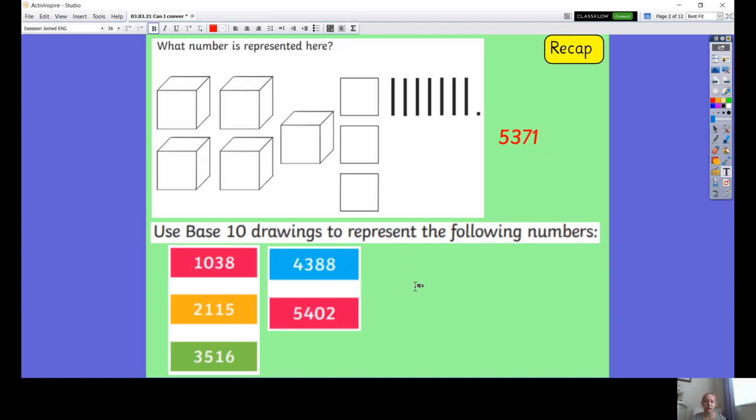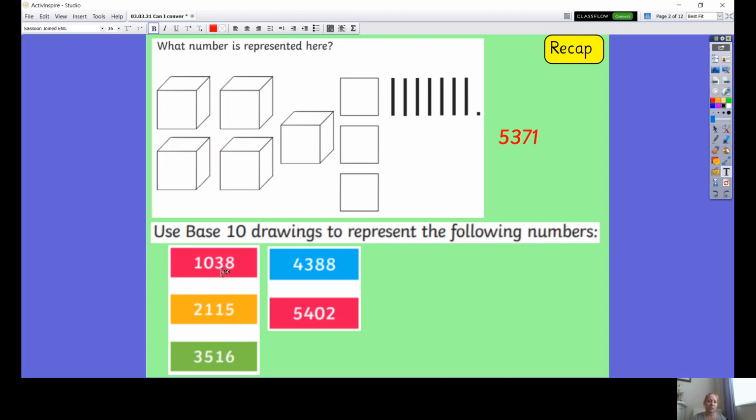For the rest of the warm-up, please pause here and have a go at using base 10 drawings to represent the following numbers. Don't worry too much about drawing really accurate cubes. As long as we can tell they're meant to be a cube, that's fine. You don't need to get rulers out. Just try and draw them as best you can.